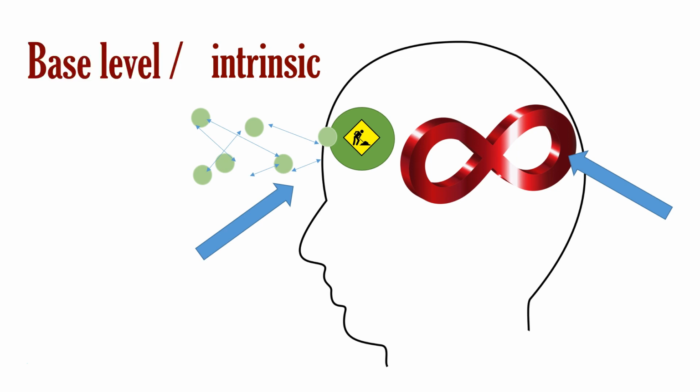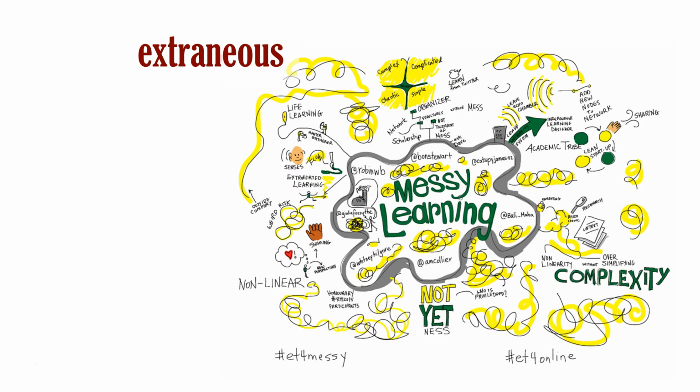So a task will have a base level or intrinsic load affected by the complexity of the task, the expertise, and the working memory capacity of the learner. The second type is extraneous load. This is the additional load imposed by poorly designed instructional materials.